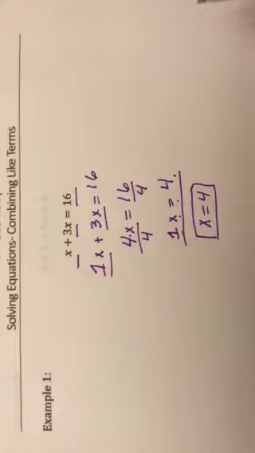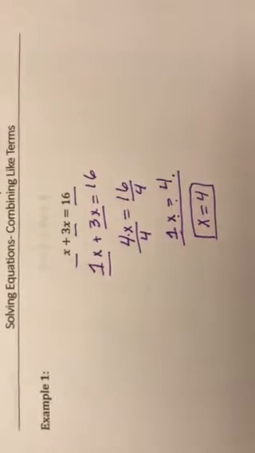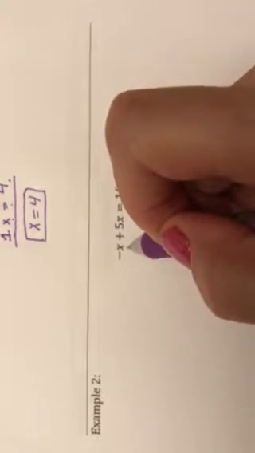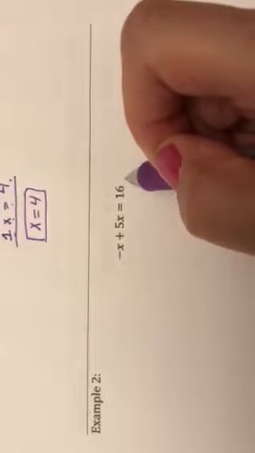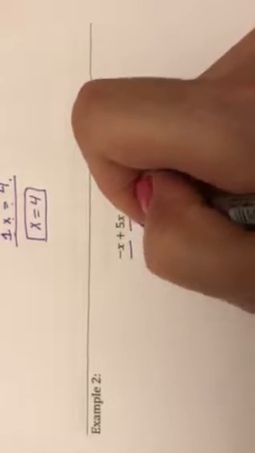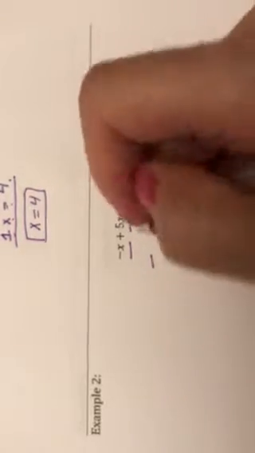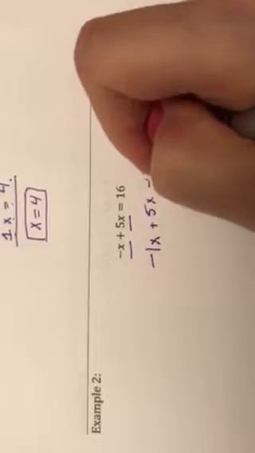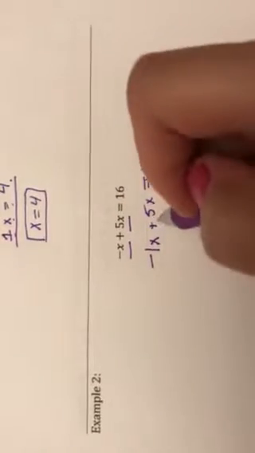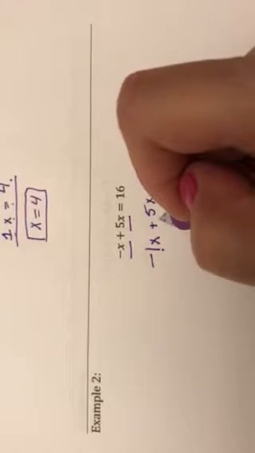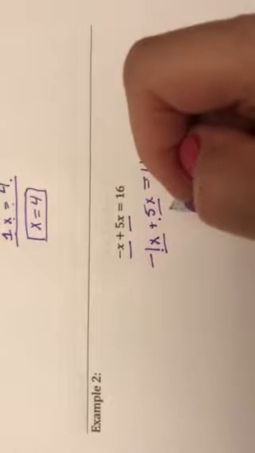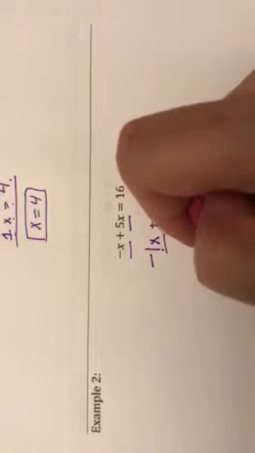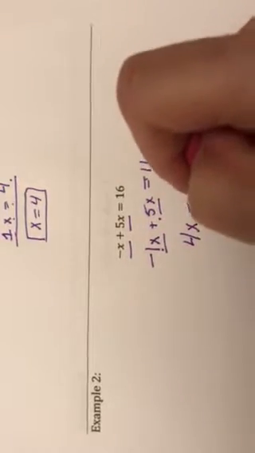First problem with combining like terms. Let's take a look at another problem that has a little bit of a different twist to it. So here we have something similar. We have negative x plus 5x equals 16. Negative x and 5x. So I'm going to say that this is negative 1x plus 5x equals 16. Negative 1 plus 5 of the same variable, we're combining the same variable terms, is 4x equals 16.